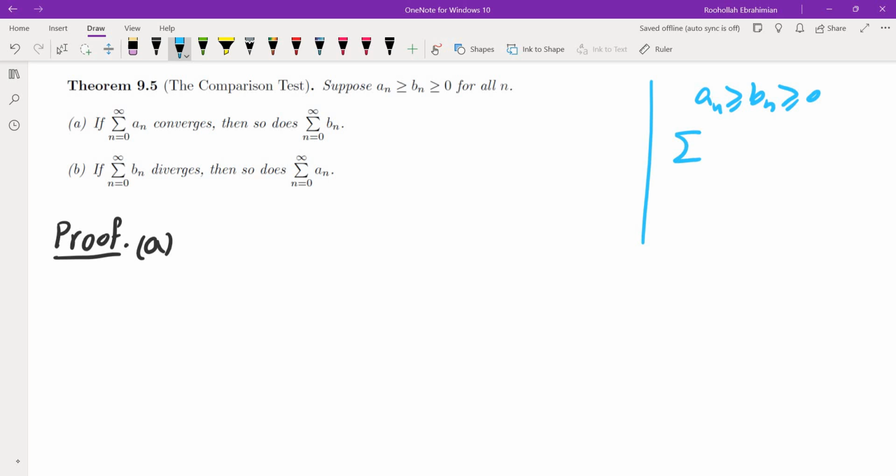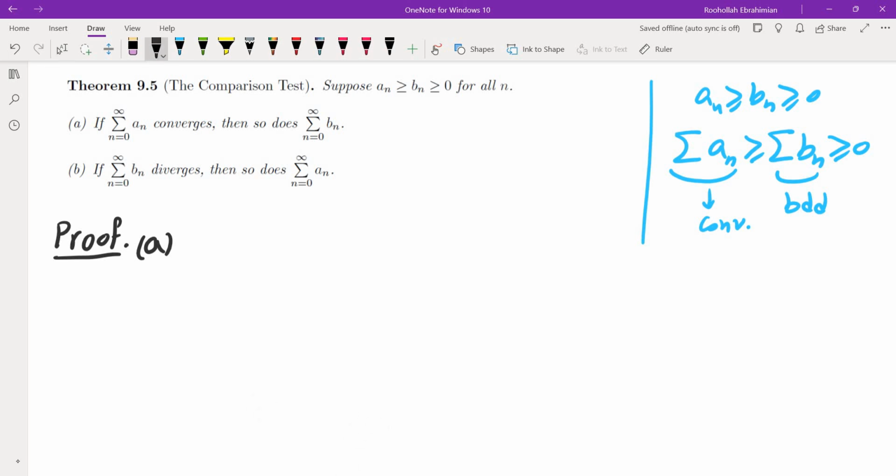So if you look at the partial sums, the partial sums of a_n are greater than or equal to the partial sums of b_n. Which means if the partial sums of a_n converge, then they would be bounded. But since the terms of the sum of b_n are positive, or at least non-negative, bounded implies convergent because it is a monotone sequence. So we will prove the first one: if the sum of a_n converges, then so does the sum of b_n.